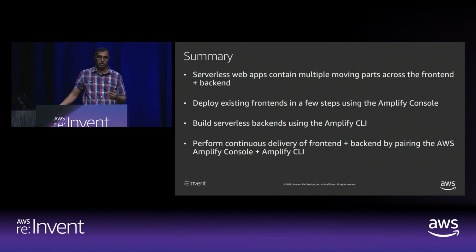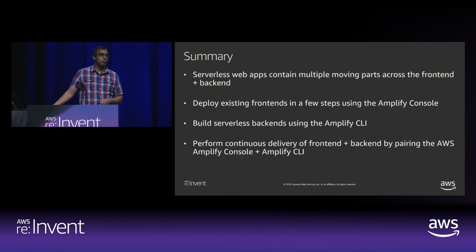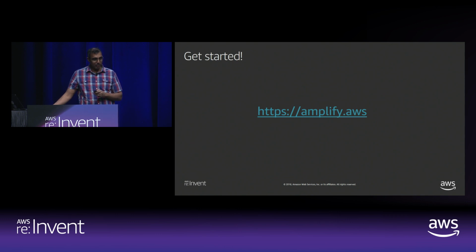The point is infrastructure as code. Use the Git workflow to be able to merge from sandboxes up to test, up to prod. And then you can combine the Amplify CLI and console like I just showed you for a pretty efficient and agile experience for building front end plus back end. I think that's all I had.